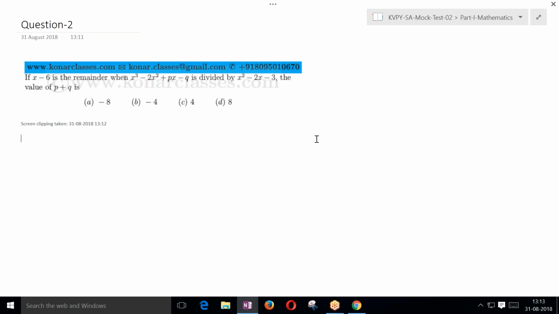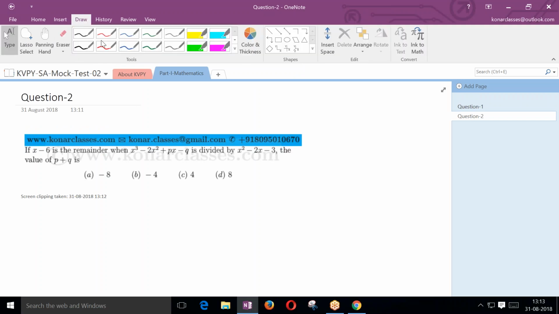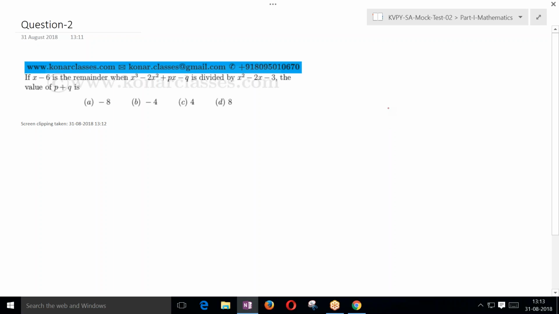So, if you look into this one, x cube minus 2x square plus px minus q, this is a polynomial of degree 3, isn't it? So it is a polynomial of degree 3. And it is divided by what? x square minus 2x minus 3, which is a polynomial of degree 2. And the remainder is x minus 6.